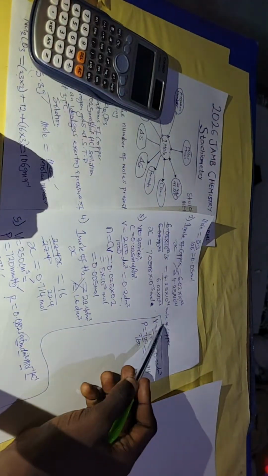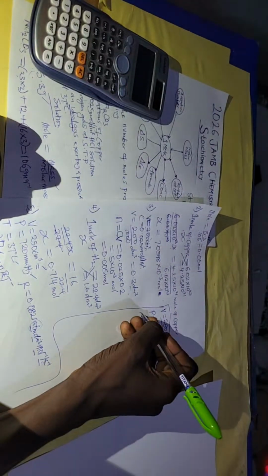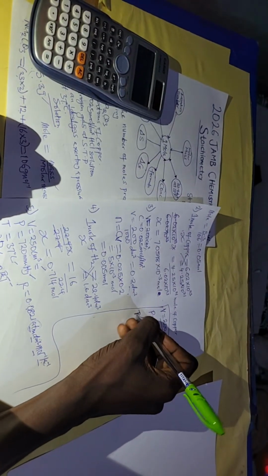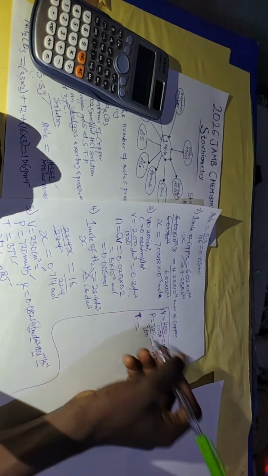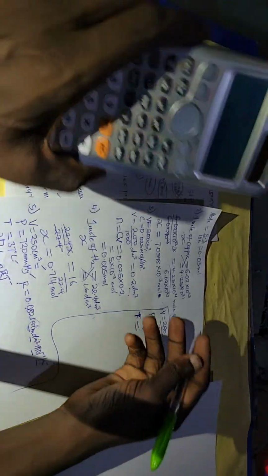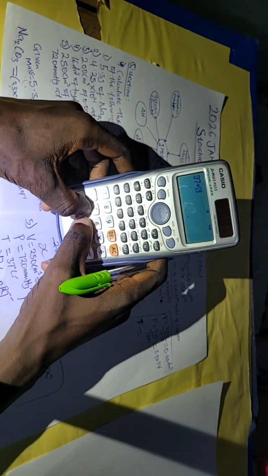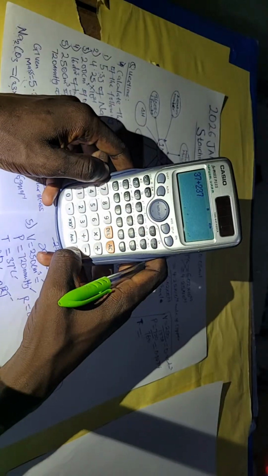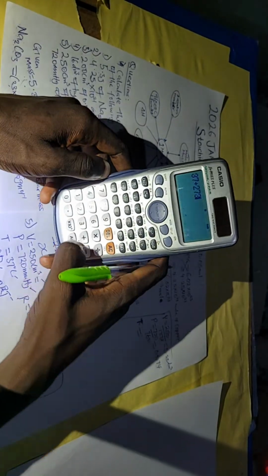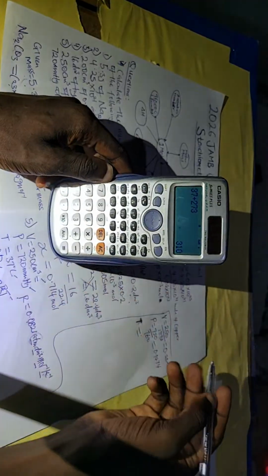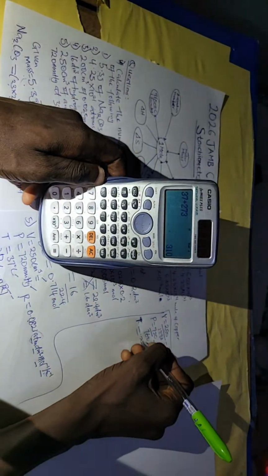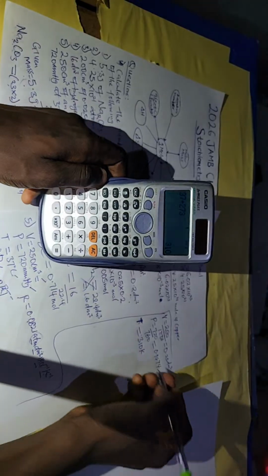Now we are done with volume and pressure. The last one to convert is our temperature. The temperature is in degrees Celsius, so we need to convert it to Kelvin. Temperature equals 37 plus 273, that is 310. So this gives us 310 Kelvin.